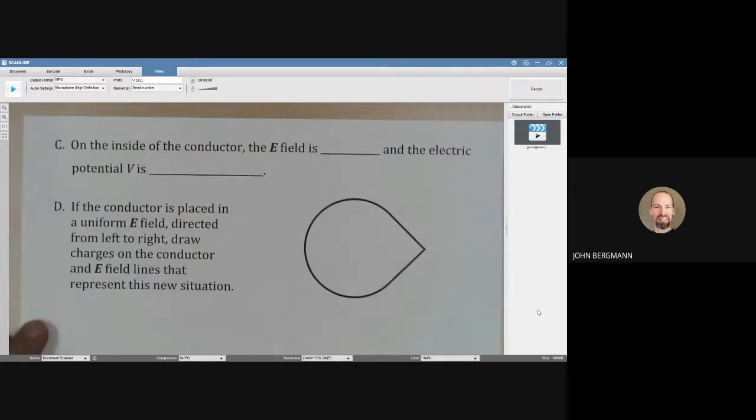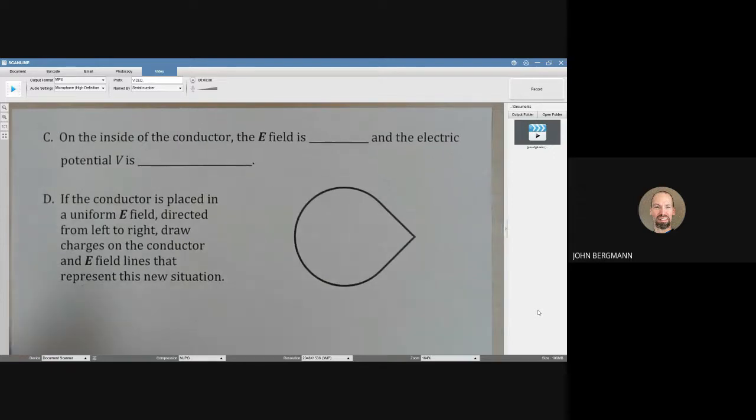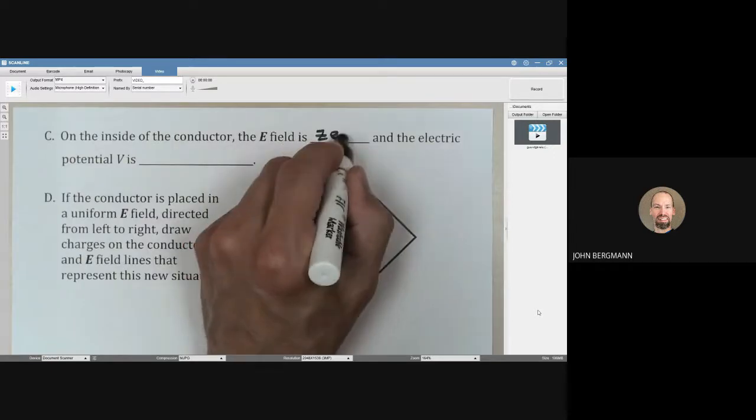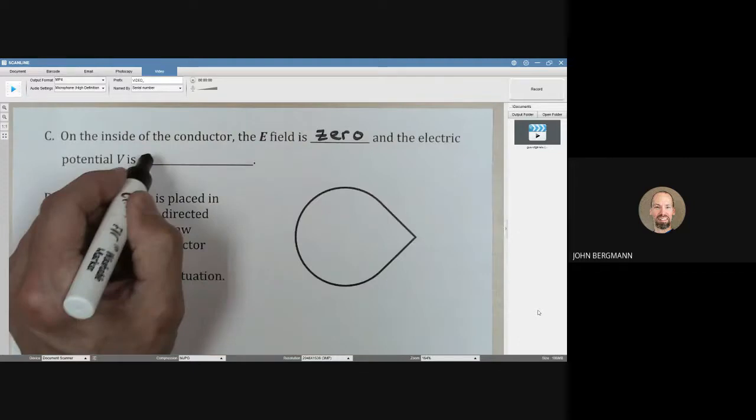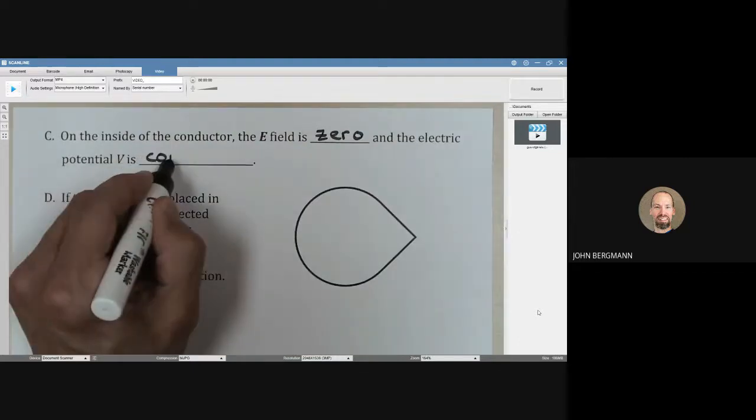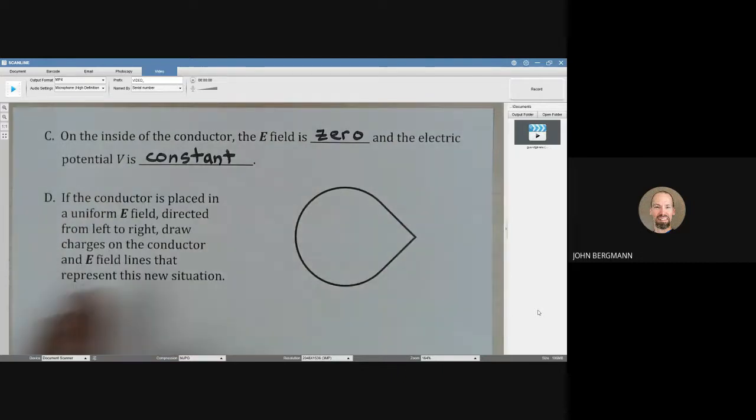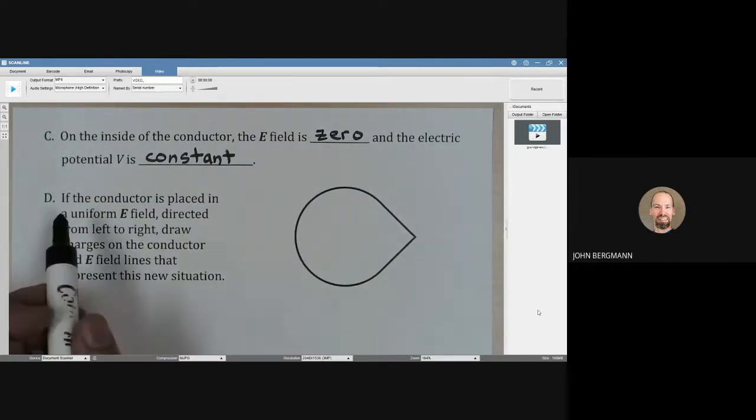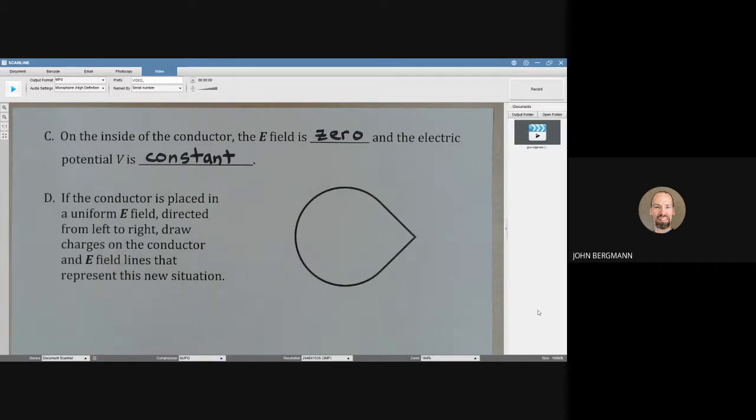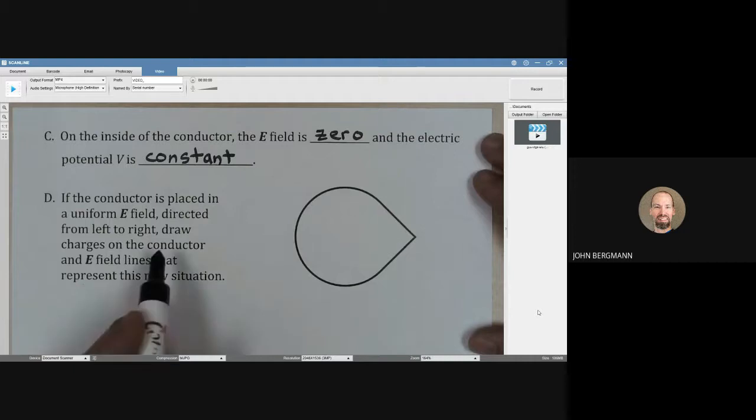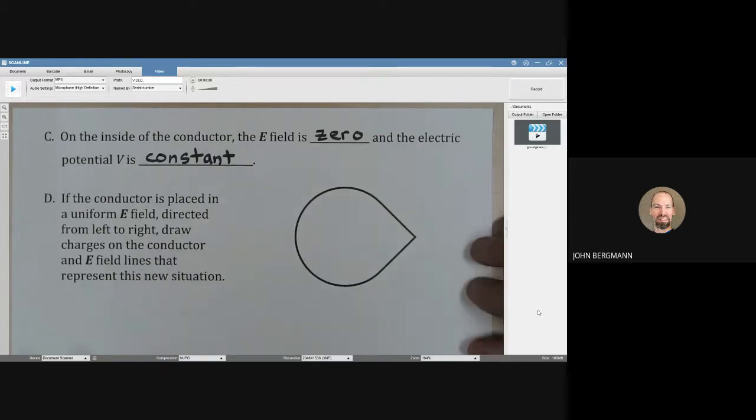Let's review. On the inside of the conductor, the electric field is 0, and the electric potential V is a constant, some constant number of volts. This whole conductor we might call an equipotential volume. What if the conductor is placed in a uniform electric field directed from left to right? Let's draw the charges on the conductor and the electric field lines that represent this situation.